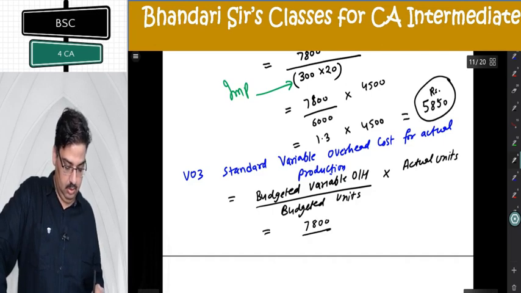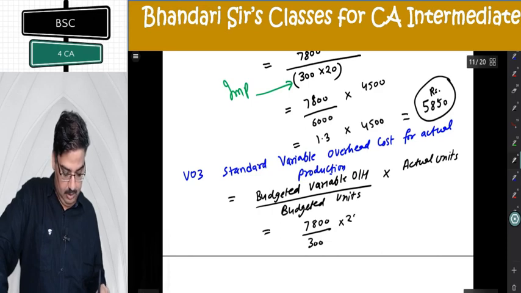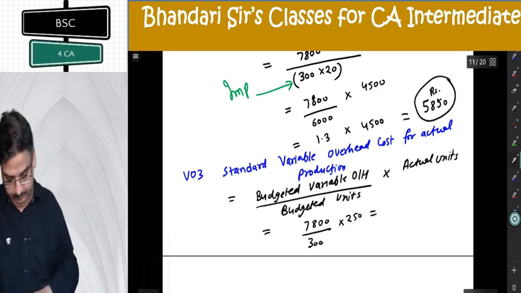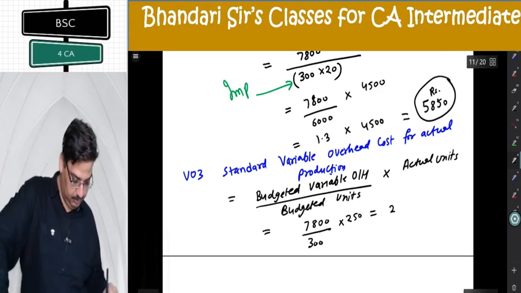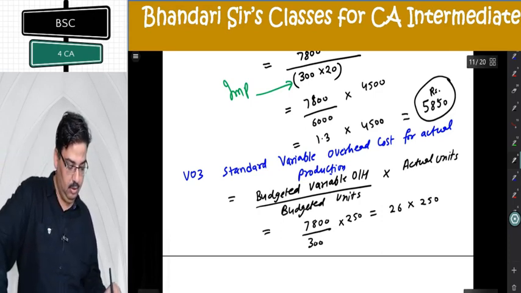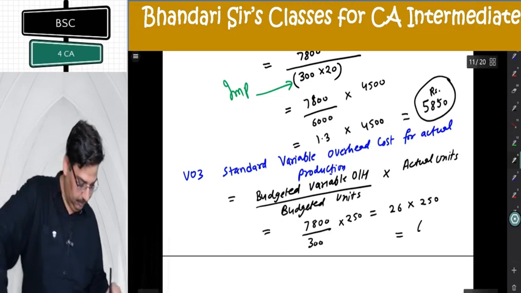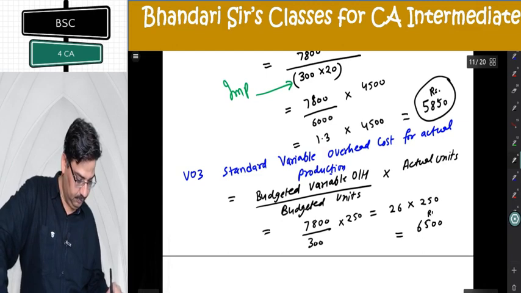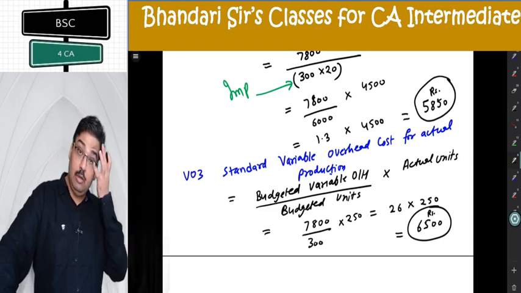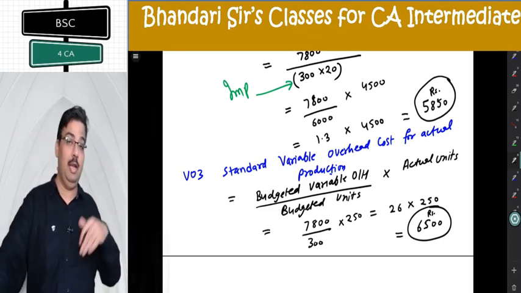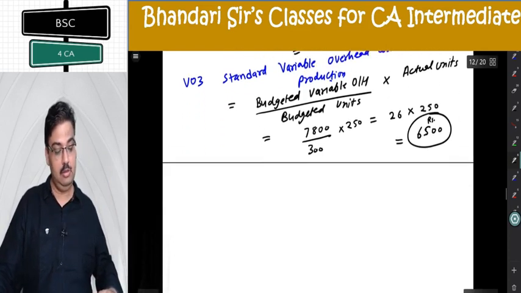7800 divided by 300 multiplied by 250. 7800 divided by 300, this is 26 per unit, multiplied by 250. It is 6500. Is the question complete? No. Do you get any marks till now? No. After the table only you will get the marks.